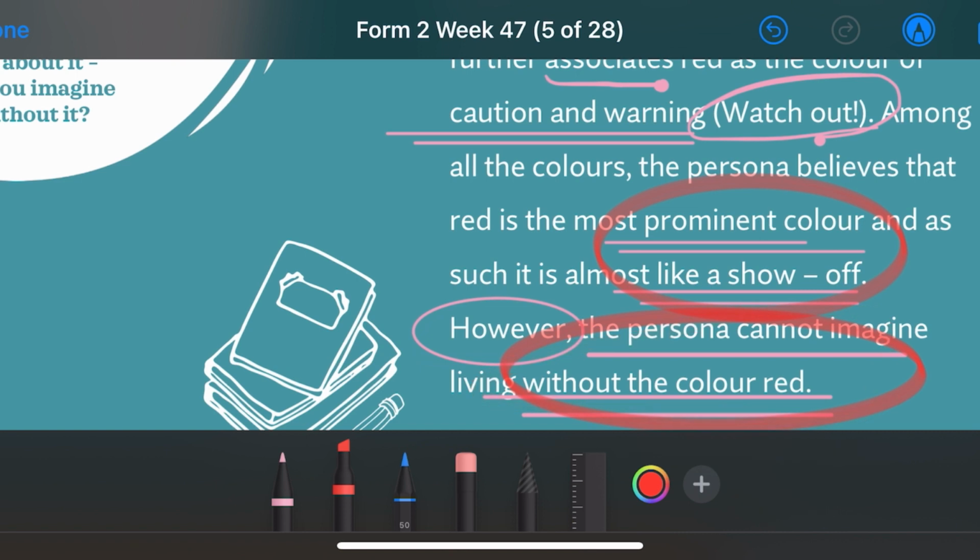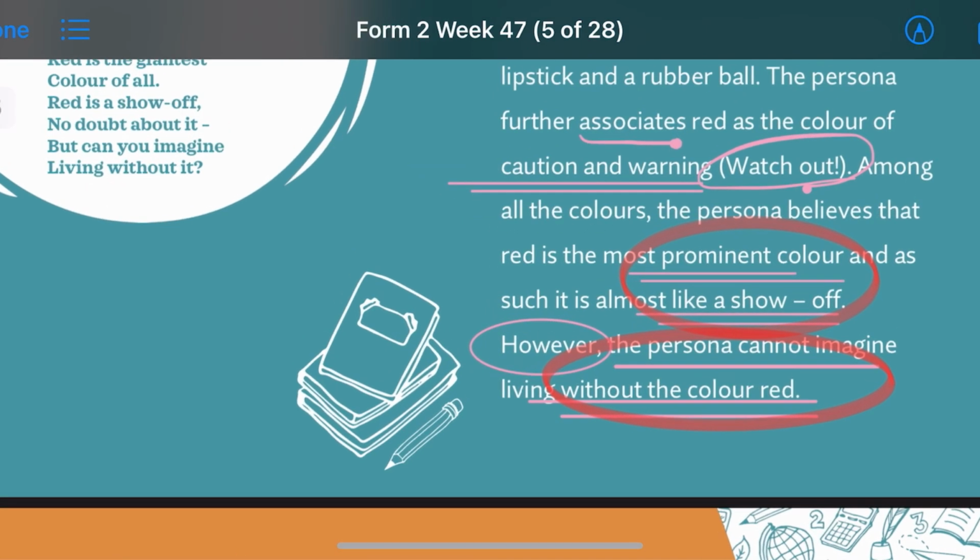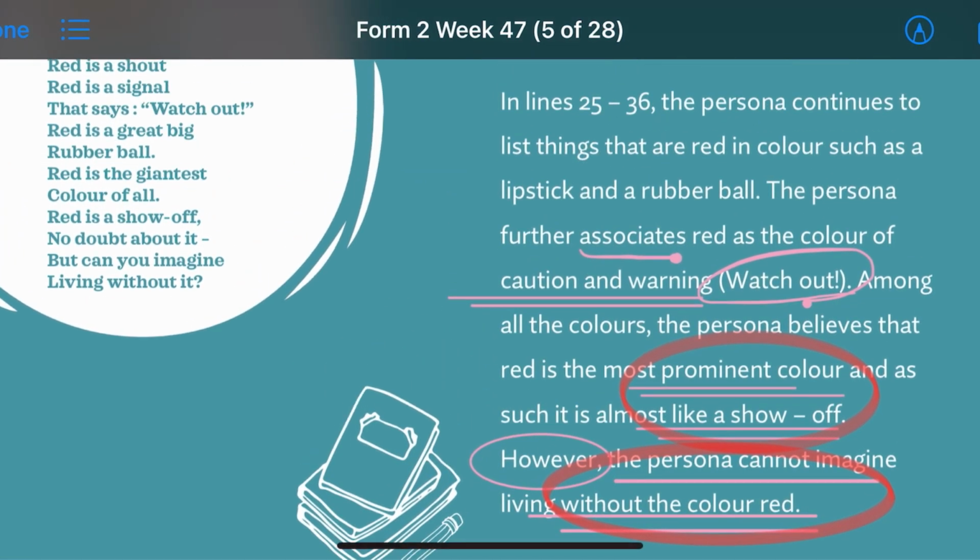And we probably won't be able to live without it. Okay, itu kepentingan yang persona ni cakap lah, ceritakan pasal warna merah.